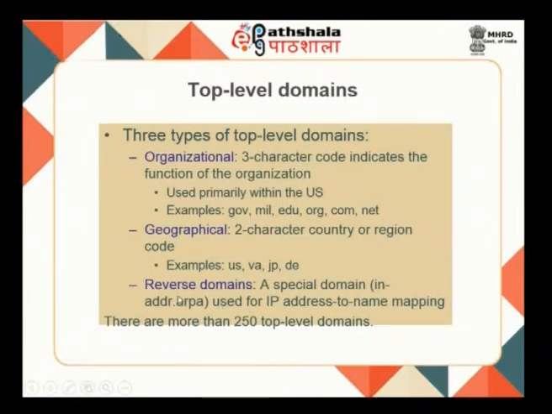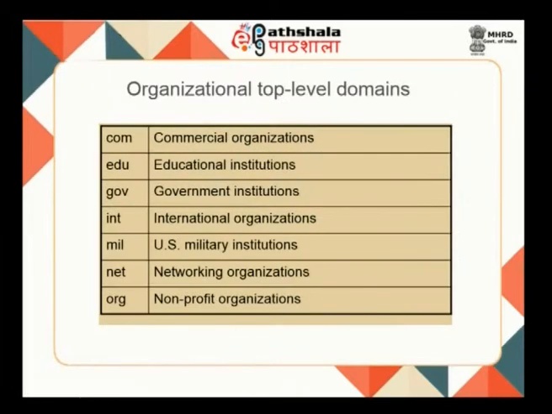Then we also have something called a reverse domain. This is a very special domain because it is used for doing a reverse mapping. Given an IP address, you can get the corresponding name mapping. So, this is called a reverse domain. We have these 3 different top level domains. There are more than 250 such top level domains, because we have so many countries, and then there are different organizational domains and so on. These are some of the common ones.